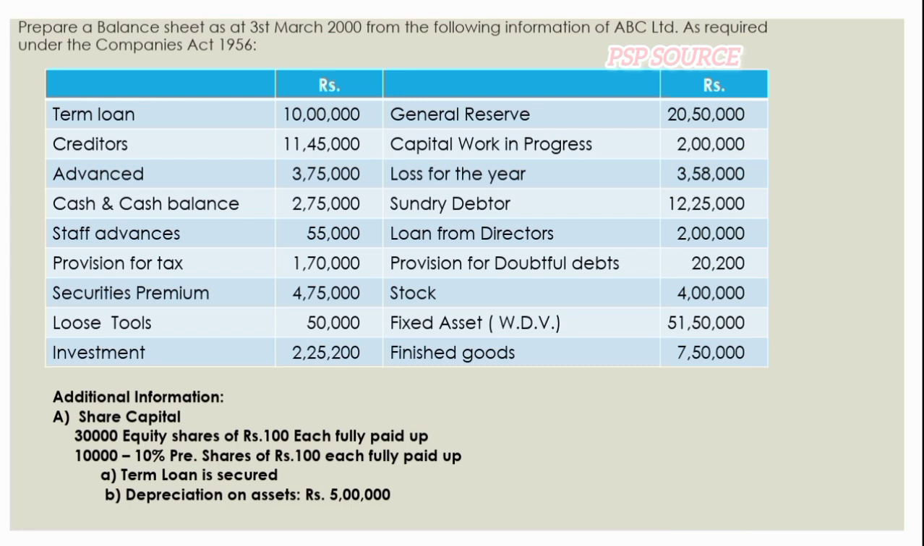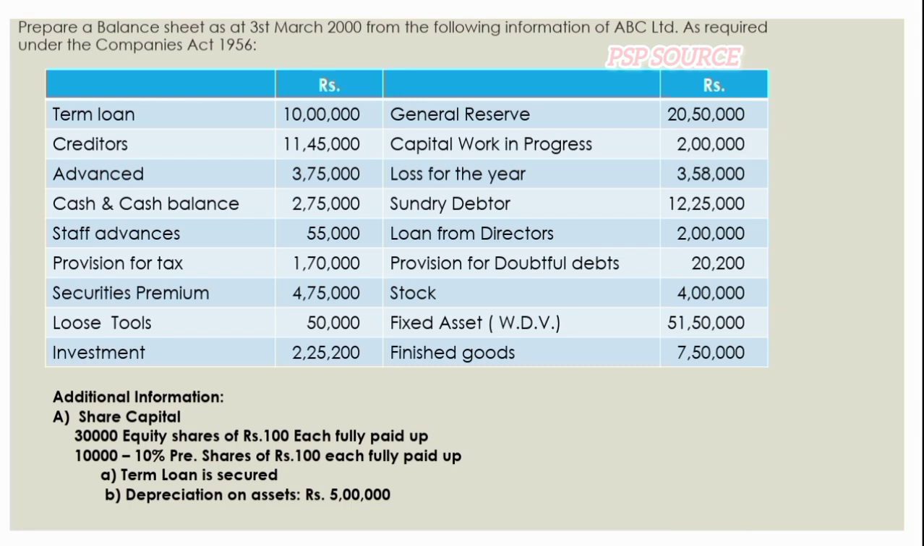Capital work in progress means we are using our raised capital for new projects that are not yet completed, like building construction work or software installation. Next, loss given for the previous year. It is to be deducted from general reserve. Why? Because any losses we suffer are compensated out of reserves. So we are deducting that loss from general reserve.